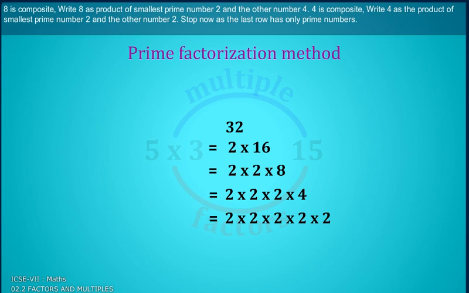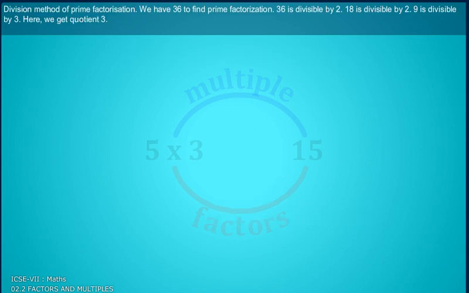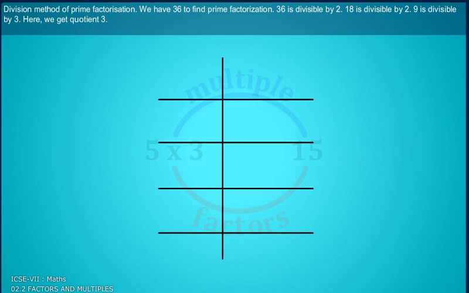Stop now, as the last row has only prime numbers. Is 2 into 2 into 2 into 2 into 2 equal to 32? Yes, it is. Division method of prime factorization.